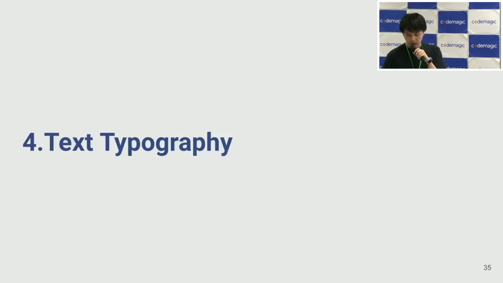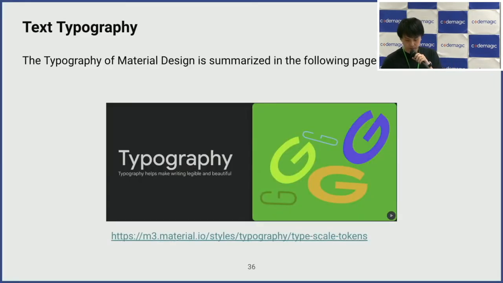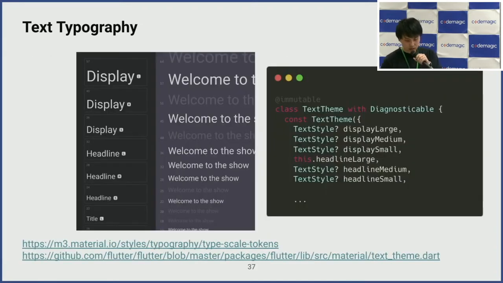Next, let's talk about Flutter's text typography. Flutter is a UI framework built on Material Design. The definition of Material Design's typography is summarized on this page. The official Material Design documentation defines type scale tokens as shown on the left. Flutter's text theme implements an interface for defining text styles that link to it, as shown on the right.